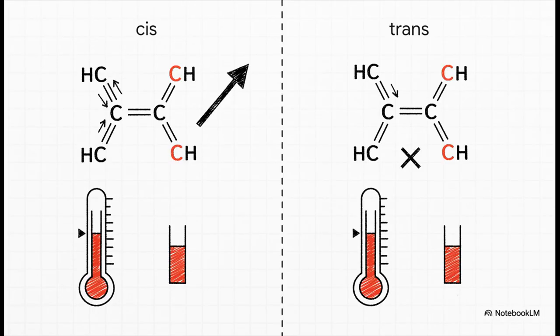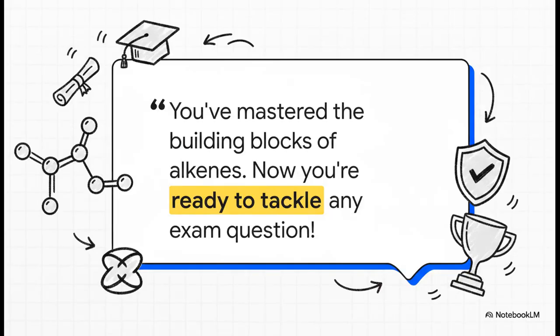And finally, takeaway number 4. For isomers, remember, cis means same side. This usually creates an overall polarity, which makes it more polar and gives it a higher boiling point than its nonpolar trans twin. And there you have it. You've just walked through all the fundamental building blocks of alkene structure and properties. With this foundation, you are absolutely ready to go out there and tackle any exam question that comes your way.